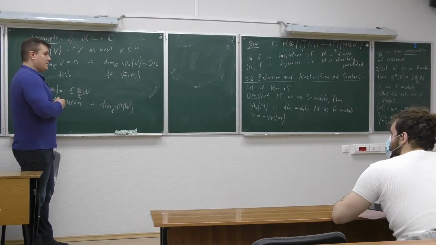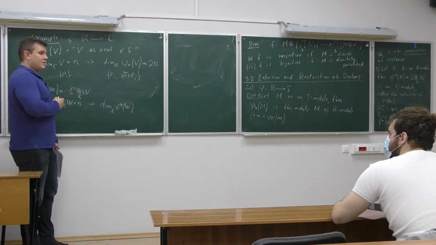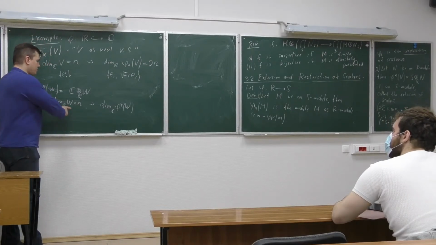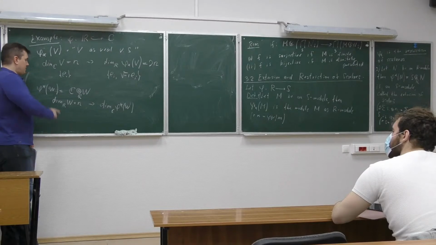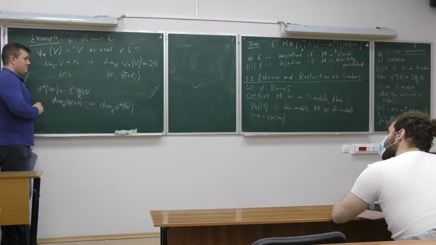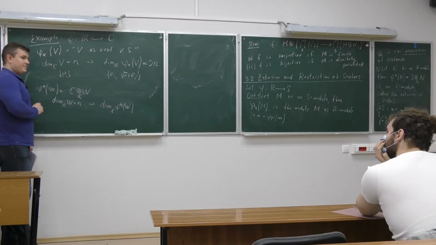Well, it should be like n over 2 in case n is divisible by 2. So again, try the simplest possible case. What if W is R? What is this separation doing? It should be just 2n, no? No. If W is R, then it will be the tensor product of C and R over R.